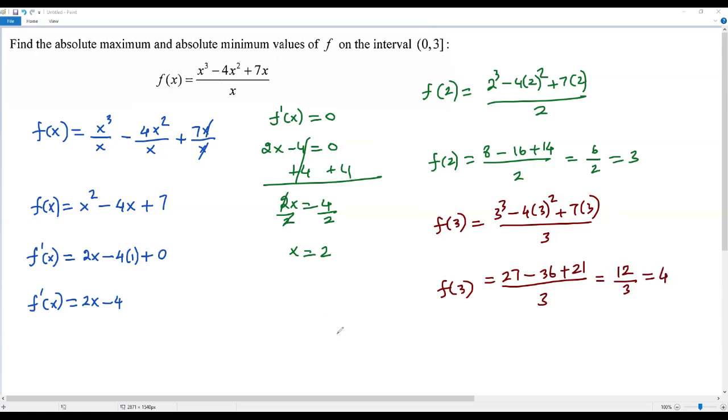Okay, so here I got two values for the given function. One is f of 2 equals 3, and the other one is f of 3 equals 4. Of these two values, the one which is minimum is the absolute minimum, and the one which is maximum is the absolute maximum. So the absolute minimum is 3, which we have at x equals 2, and the absolute maximum is 4, which we have at x equals 3.